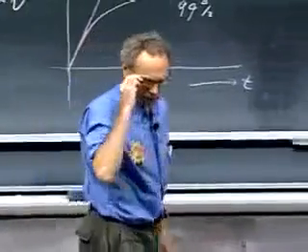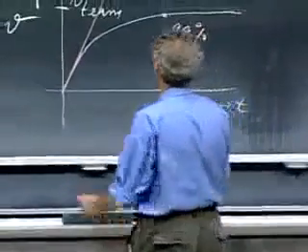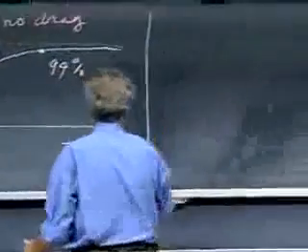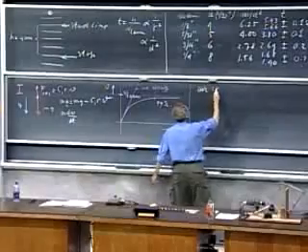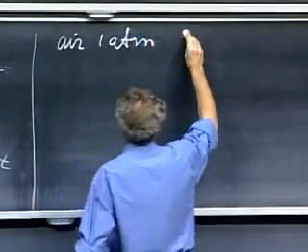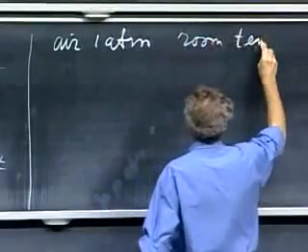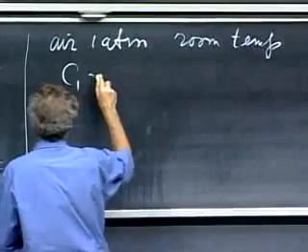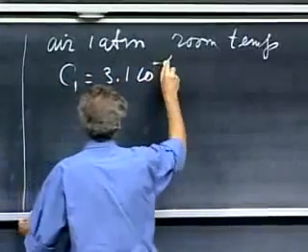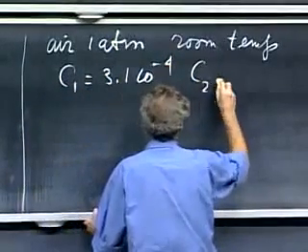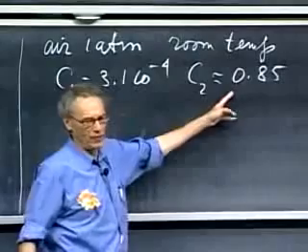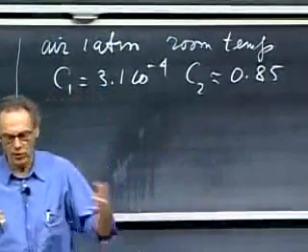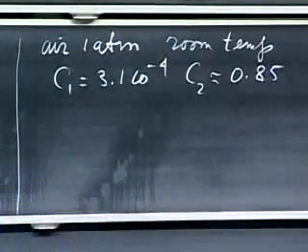So now I want to turn to air. Air, of course, behaves in an extremely different way. The principle is the same, but the values for C1 and C2 are vastly different. If we take air at 1 atmosphere and at room temperature, then C1 is about 3.1 times 10 to the minus 4 in our units, and C2 is about 0.85. This is very close to the density of air, which is about 1 kilogram per cubic meter, which I told you earlier. C2 and ρ are very strongly related.